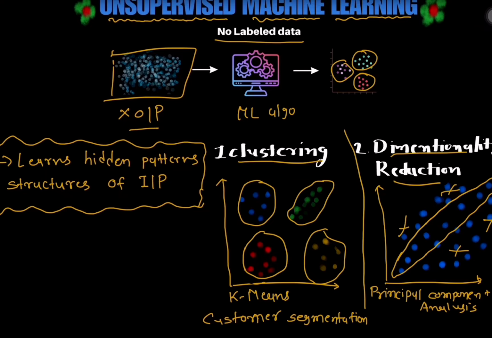An example of such an algorithm is principal component analysis. Basically we use it for dimensionality reduction, where we want to reduce the computation, and also we use it for visualization.